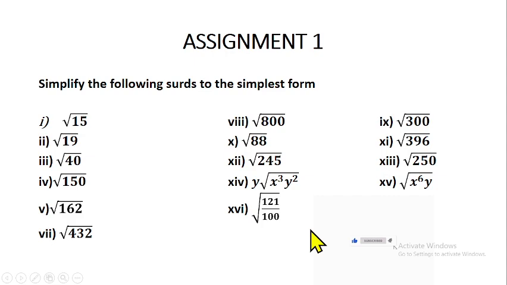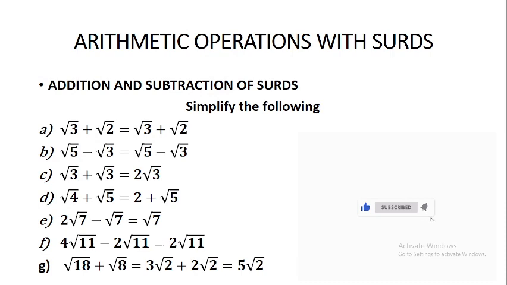Now let's continue. Having understood how we can simplify surds, the next thing we want to talk about is how we perform the basic operations with surds. How do we add two or more surds? How do we subtract two or more surds? How do we multiply, and how do we divide? We have only known how to simplify if they are not yet simplified. We have also understood the laws that we need to follow when we are adding, subtracting, multiplying, and dividing.